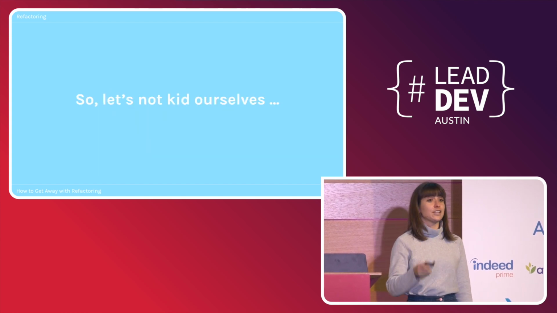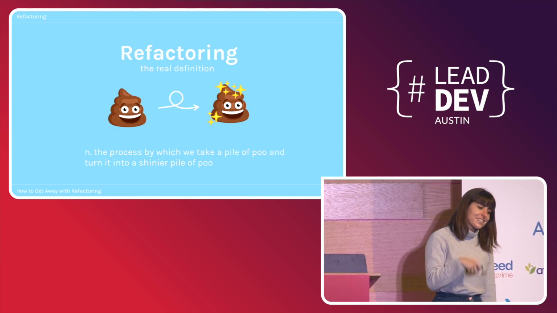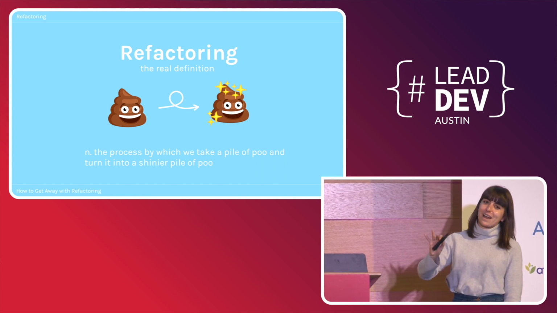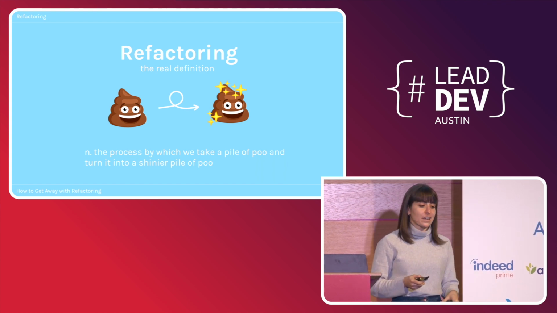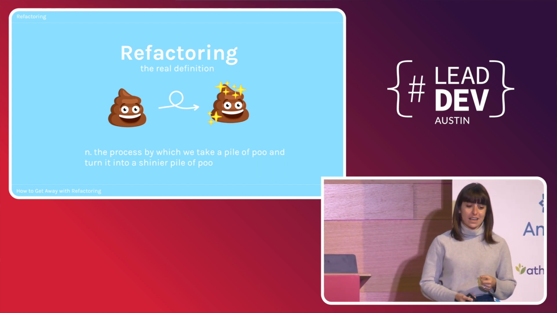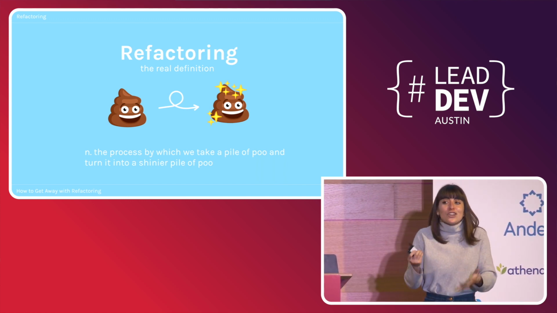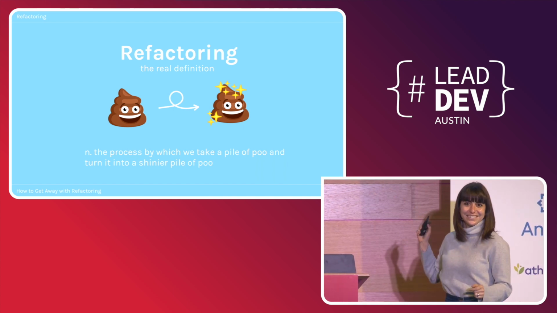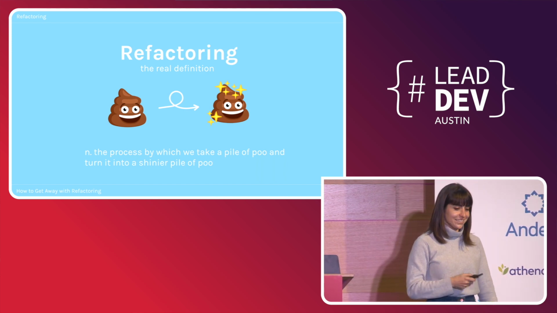So that said, let's revisit our definition of refactoring. Refactoring: the process by which we take a pile of poo and turn it into a slightly shinier pile of poo. Refactoring will never render something perfect. We have to be able to accept that. In the meantime, however, it might render it just a teensy bit shinier. And if you only take one thing away from this talk, it should be this. So you can stop listening now if you really don't want to.